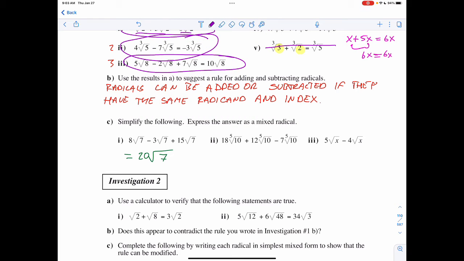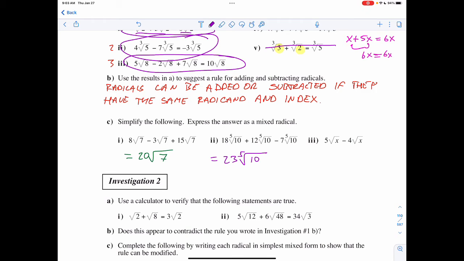When I get to the next example, if I have 18 fifth root of 10's plus 12 fifth root of 10's minus 7 fifth root of 10's, then I'm trying to figure out how many fifth root of 10's I have. 18 plus 12 minus 7 is 23.